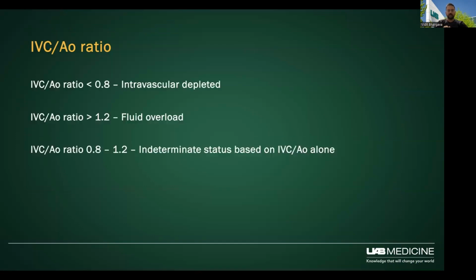And what they found is that in patients who were either intravascularly depleted or fluid overloaded, they could predict with a fair amount of accuracy: an IVC aorta ratio less than 0.8 would be predictive of being fluid depleted. An IVC aorta ratio greater than 1.2 could be a predictor of fluid overload. And between 0.8 and 1.2 was indeterminate status based on just using that ratio alone.